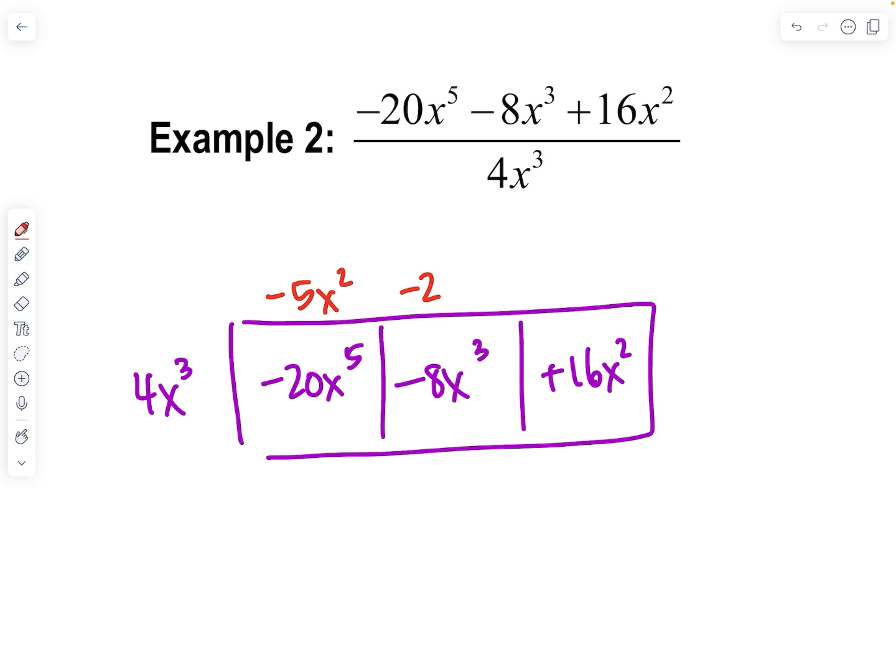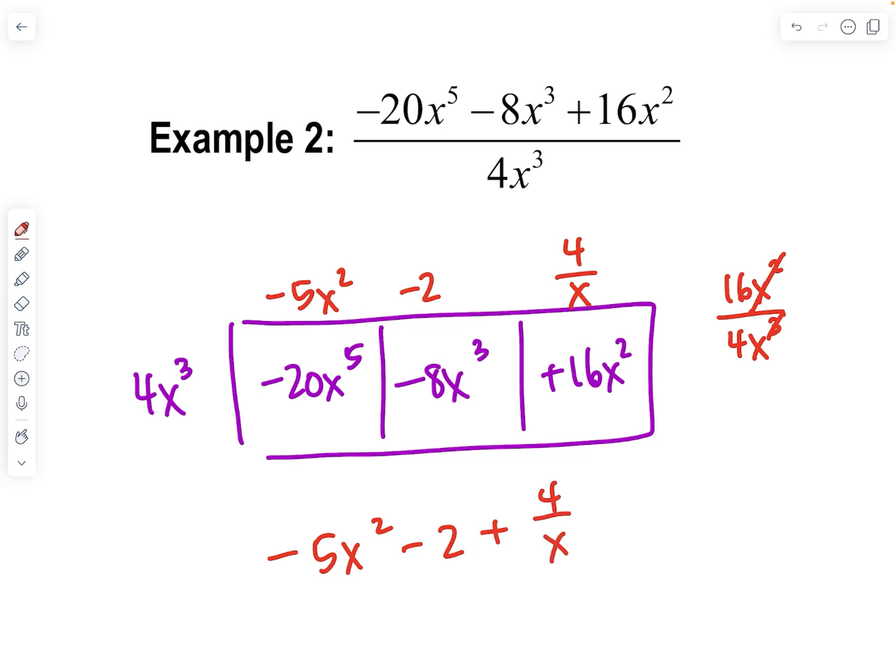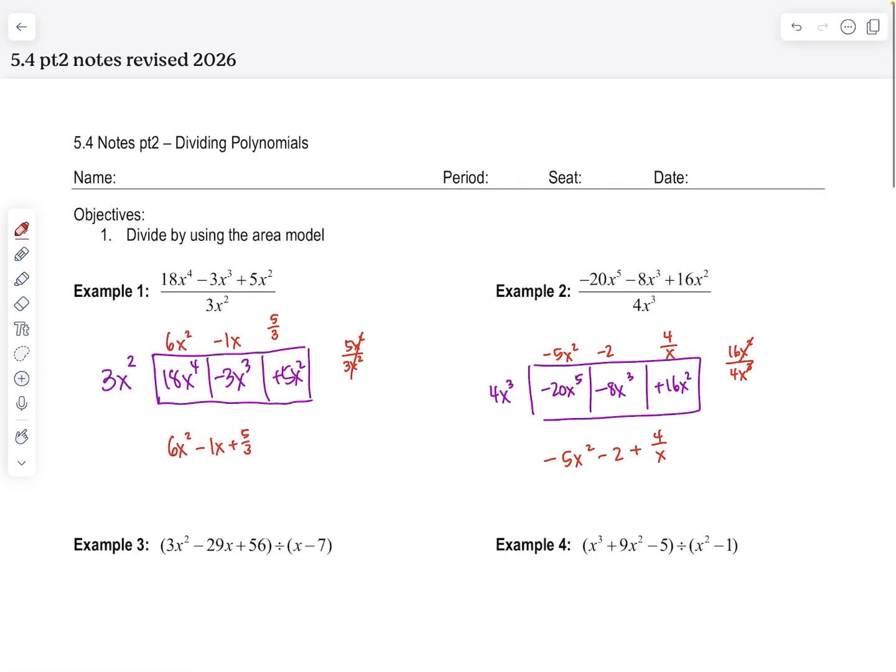Okay, and then in this last case, again, I have the issue that I have 16x squared, so I know 4 times 4 is 16. However, there's 2 x's on the top and 3 x's on the bottom, so if I take away 2 from the top and 2 from the bottom, that means there's an x on the bottom still remaining there. So I have -5x squared minus 2 plus 4 over x, like that. Okay, so that's dividing by a monomial.